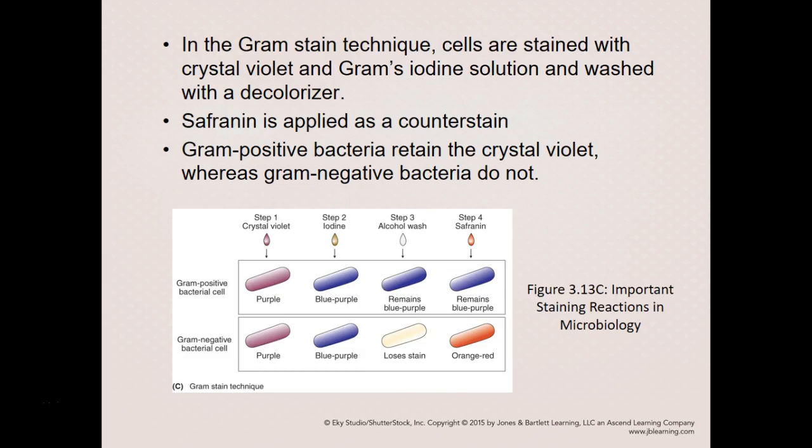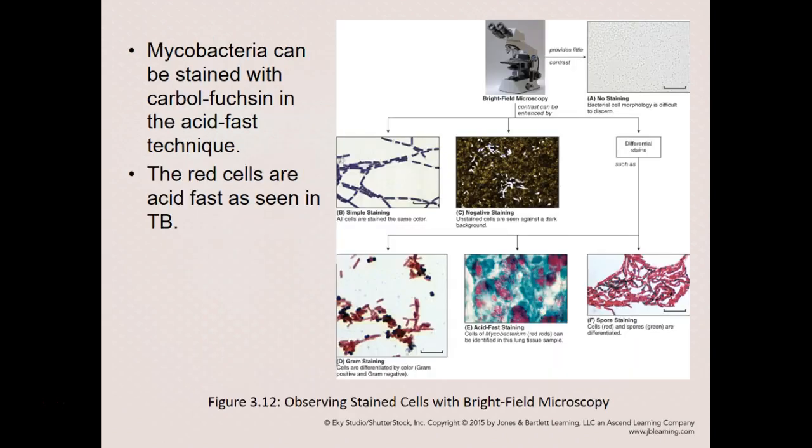Then we do safranin as a counterstain. And only cells that have no stain in them will be stained by the safranin. So we end up having gram-positive cells being a purplish color and gram-negative cells being a pinkish red color.